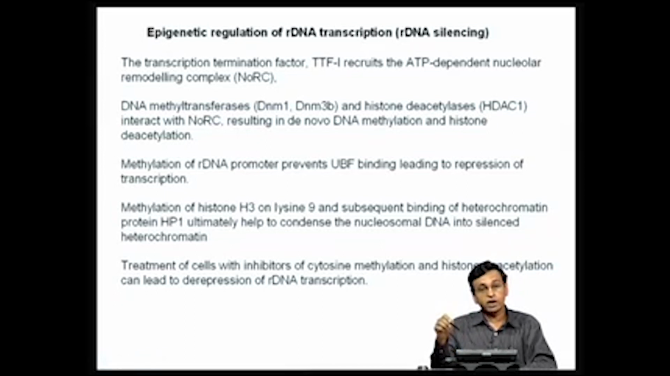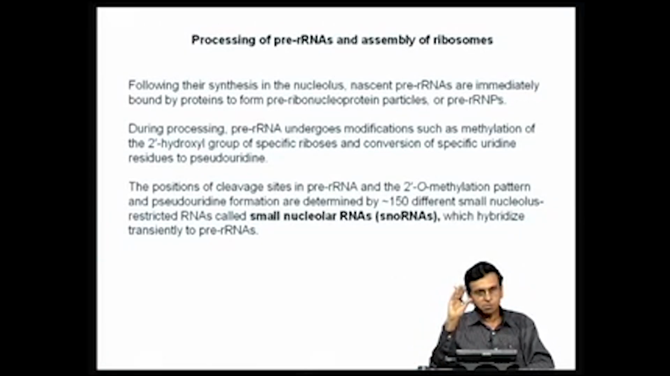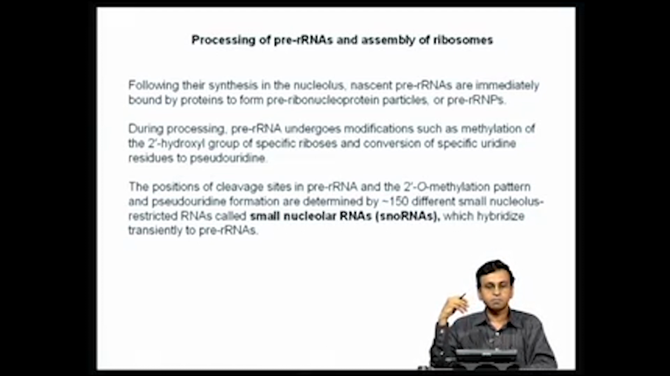And in fact, what is the evidence that epigenetic regulation of transcription takes place in the case of Pol I? If you treat cells with agents that inhibit cytosine methylation as well as histone deacetylation, it can result in enhancement of RNA transcription, clearly indicating that cytosine methylation as well as histone deacetylation play a very important role in the regulation of RNA transcription, and this is the major mechanism by which RNA transcription is regulated in an epigenetic manner. Now, let us spend some time to understand how the precursor rRNA is processed.